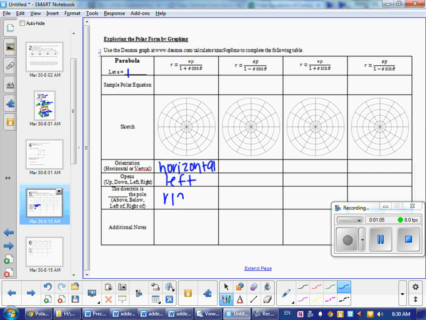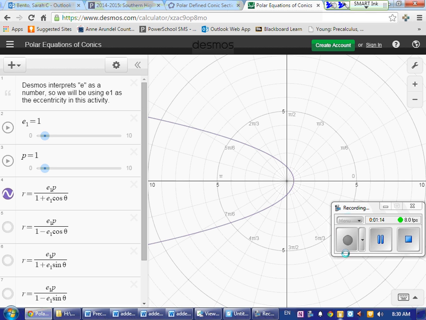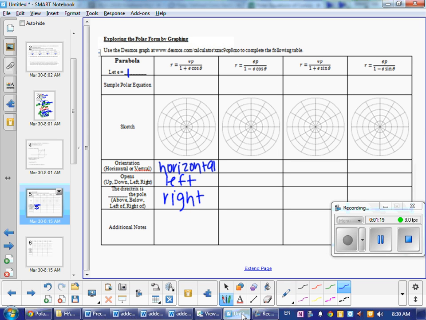And for the additional notes, I want you to add the direction of the directrix. What type of line was it, horizontal or vertical? Yeah, let's just flip back. So the directrix is over here. It's not graphed, but we know where it goes. So the directrix is a vertical line, and I want you to add that where it says additional notes. Can you just add that the directrix is vertical? So that was when the equation is ep over 1 plus e cosine theta.